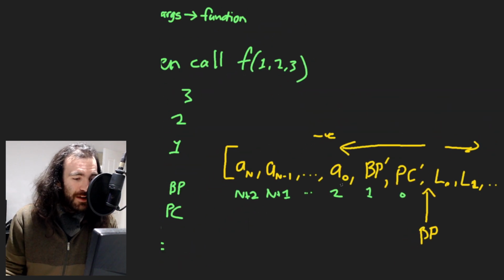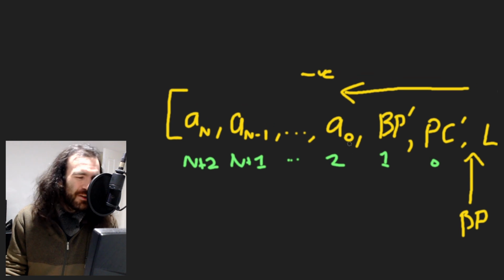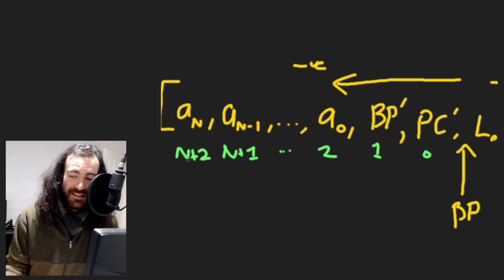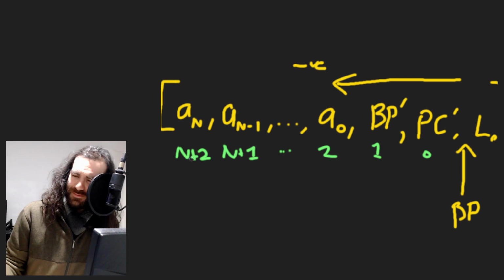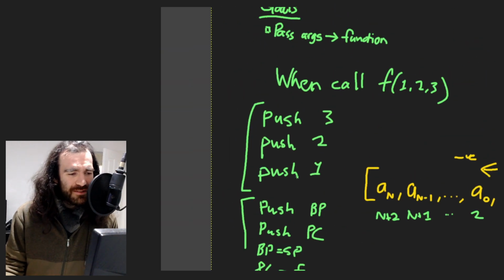So if we want argument n, argument I, we look for 2 plus I, as long as I is less than n. Beautiful, beautiful. We can do this. The other thing is we need to actually push these onto the stack.